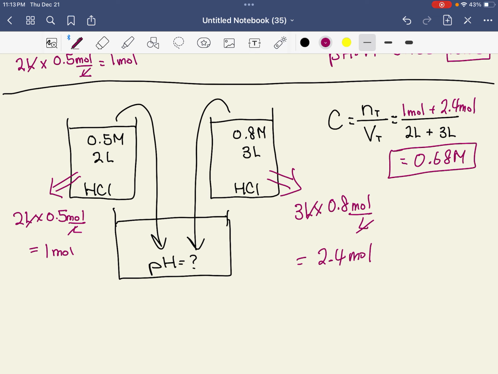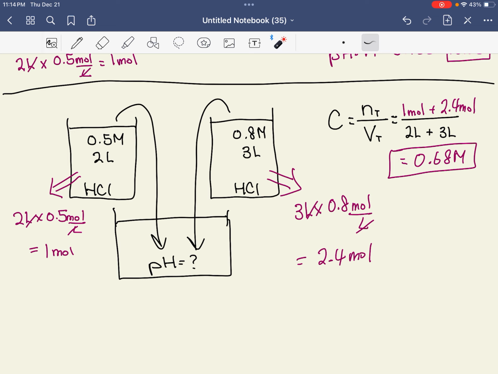Now, again, ask yourself, does this make sense? It should. Because if you're combining these two solutions together, the concentration must be between here and here. Well, it's going to be more towards here because there's more of this than that. So 0.68, hey, totally legitimate.